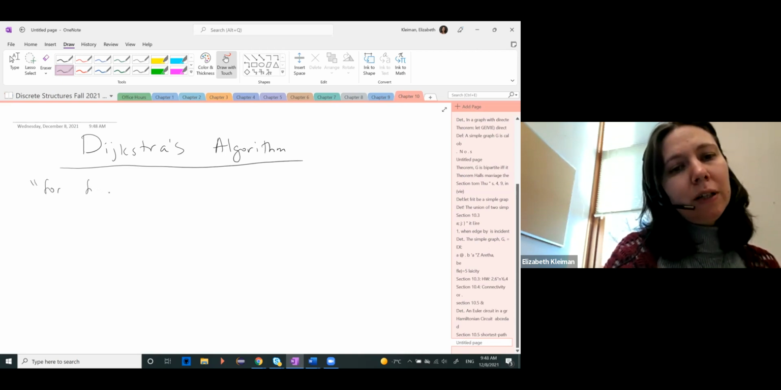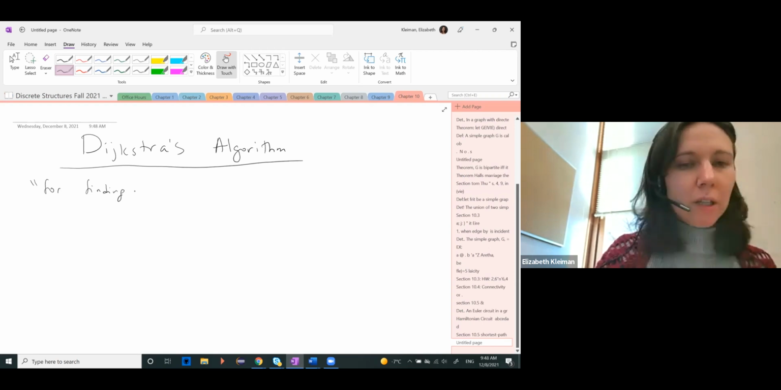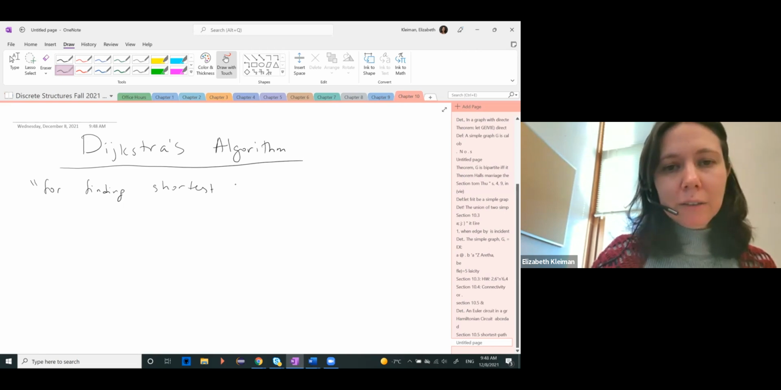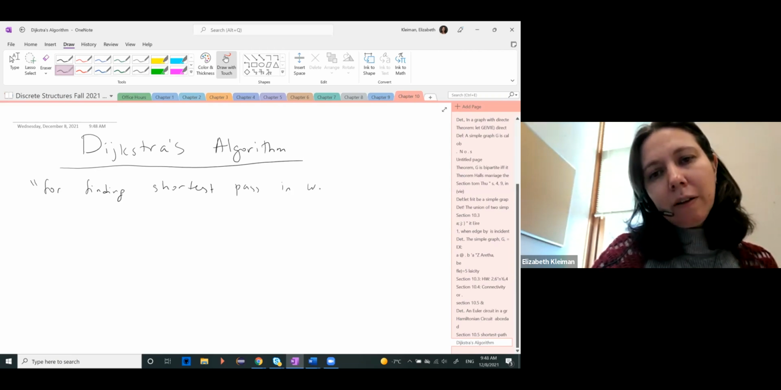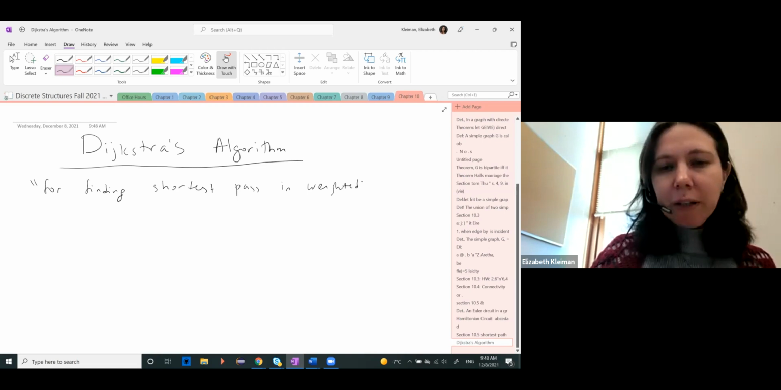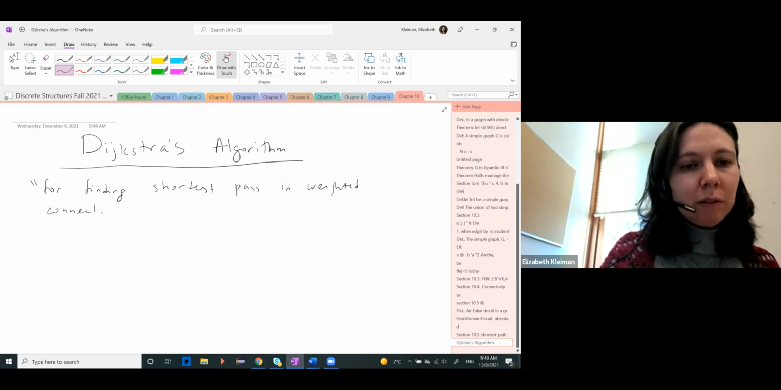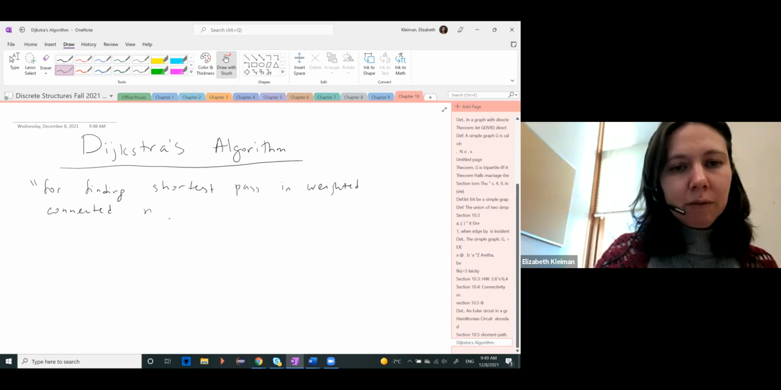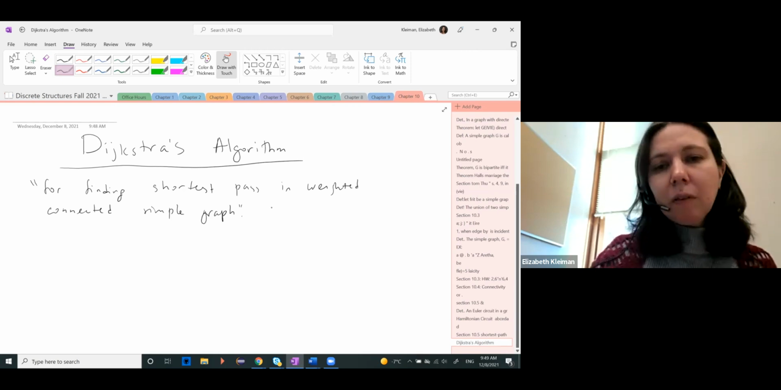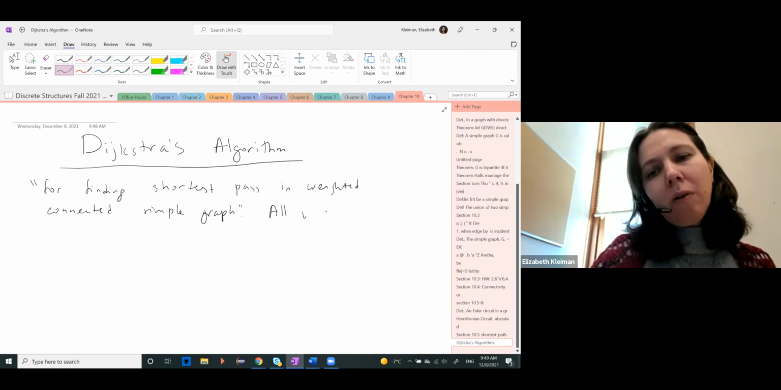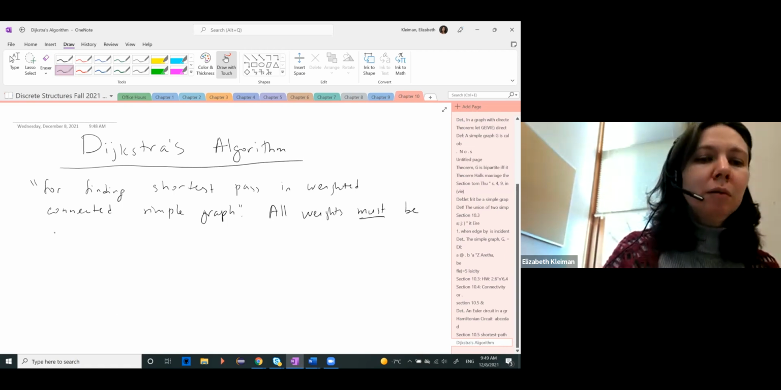Dijkstra algorithm for finding shortest path in a weighted connected simple graph. All weights must be positive.